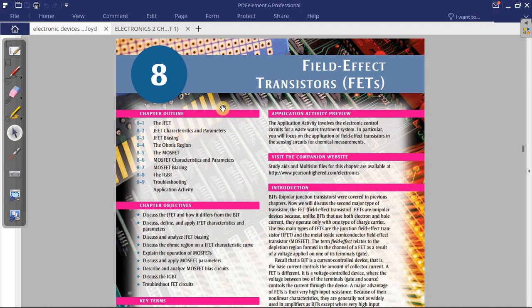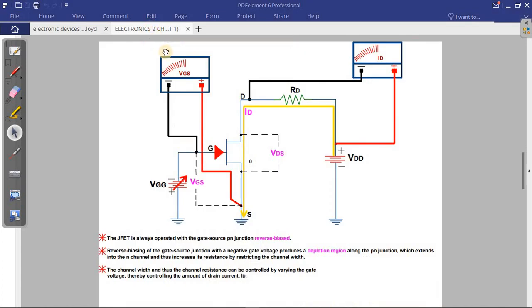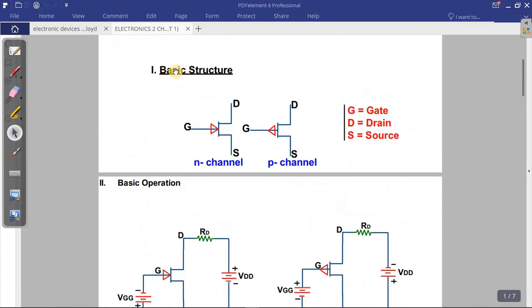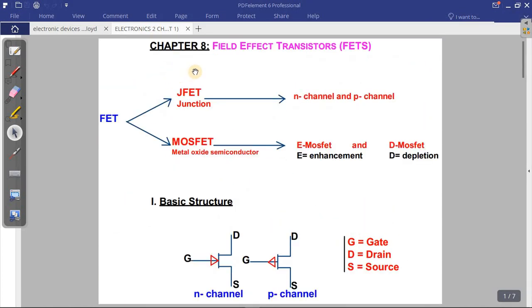Today we're going to talk about chapter 8 of the electronic devices textbook, the field effect transistor. In field effect transistors, we're going to talk about two big concepts: JFET for junction field effect transistor, and MOSFET for metal oxide semiconductor field effect transistor.